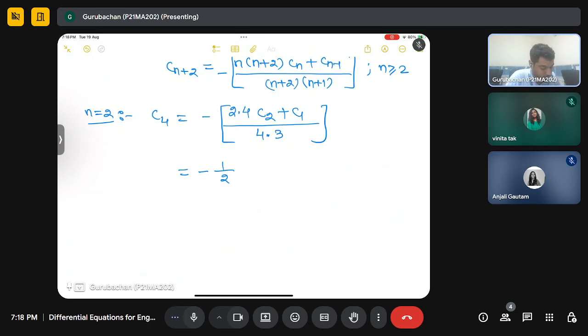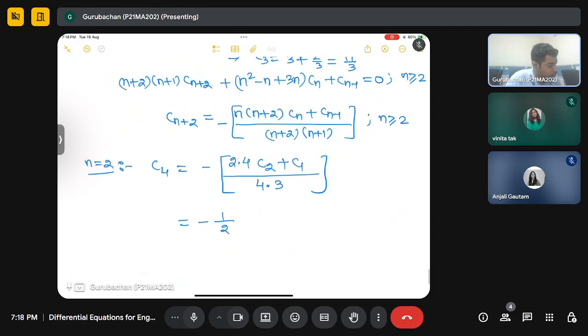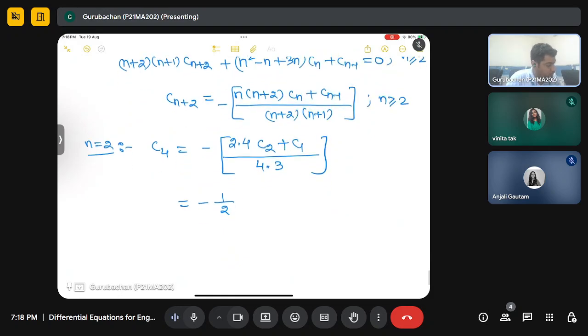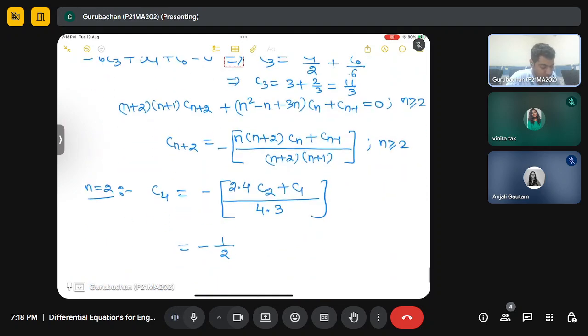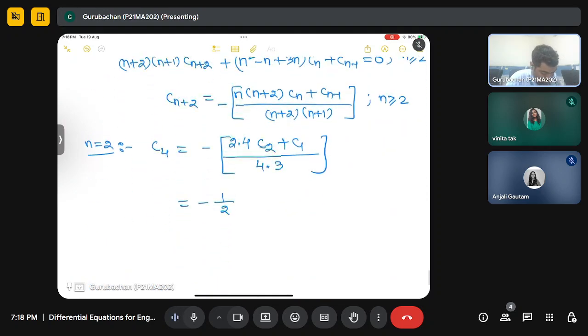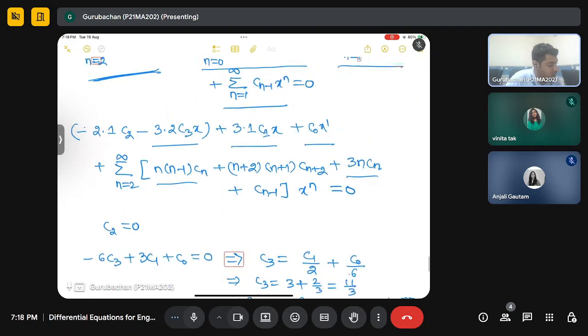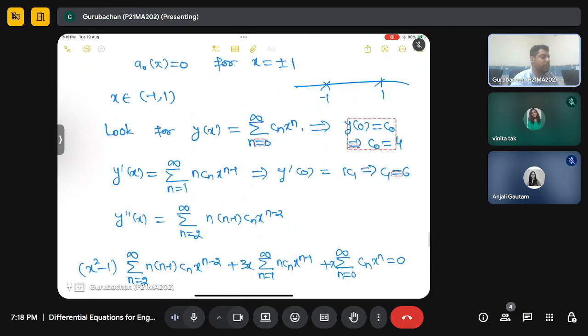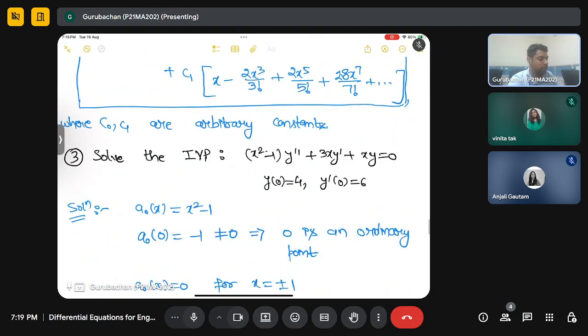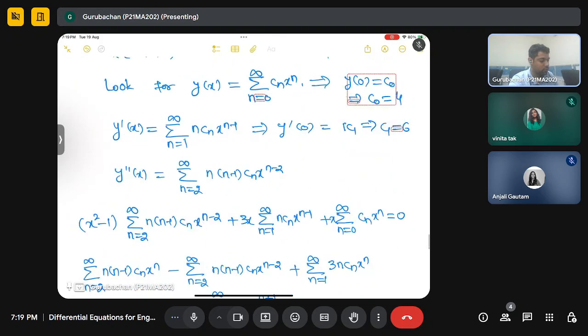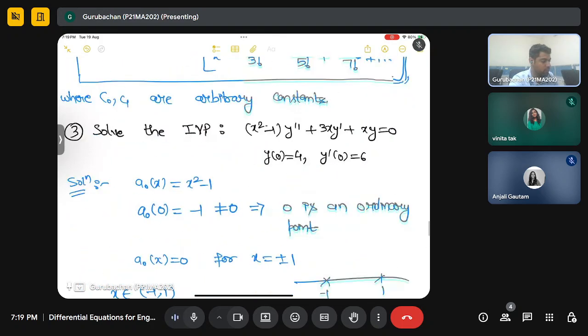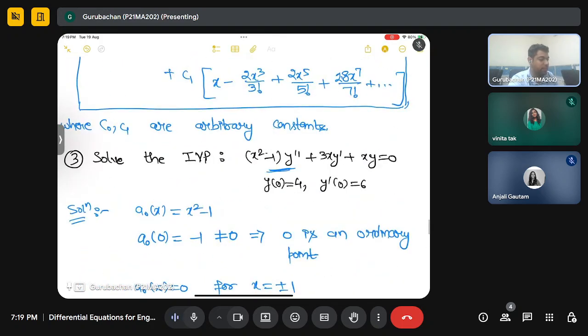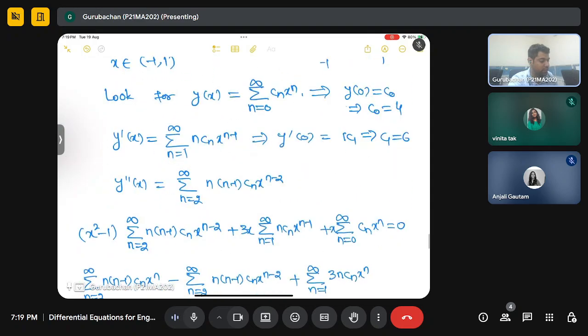n square plus 2n cn. Let me check the relation. The n plus 1, n plus 2 relation has been written correctly. C3 has been calculated correctly, 11 by 3. C4 should be half from here also. So is there any sign error? Let me check it. So it is positive, positive. So one expression has to be with negative sign.